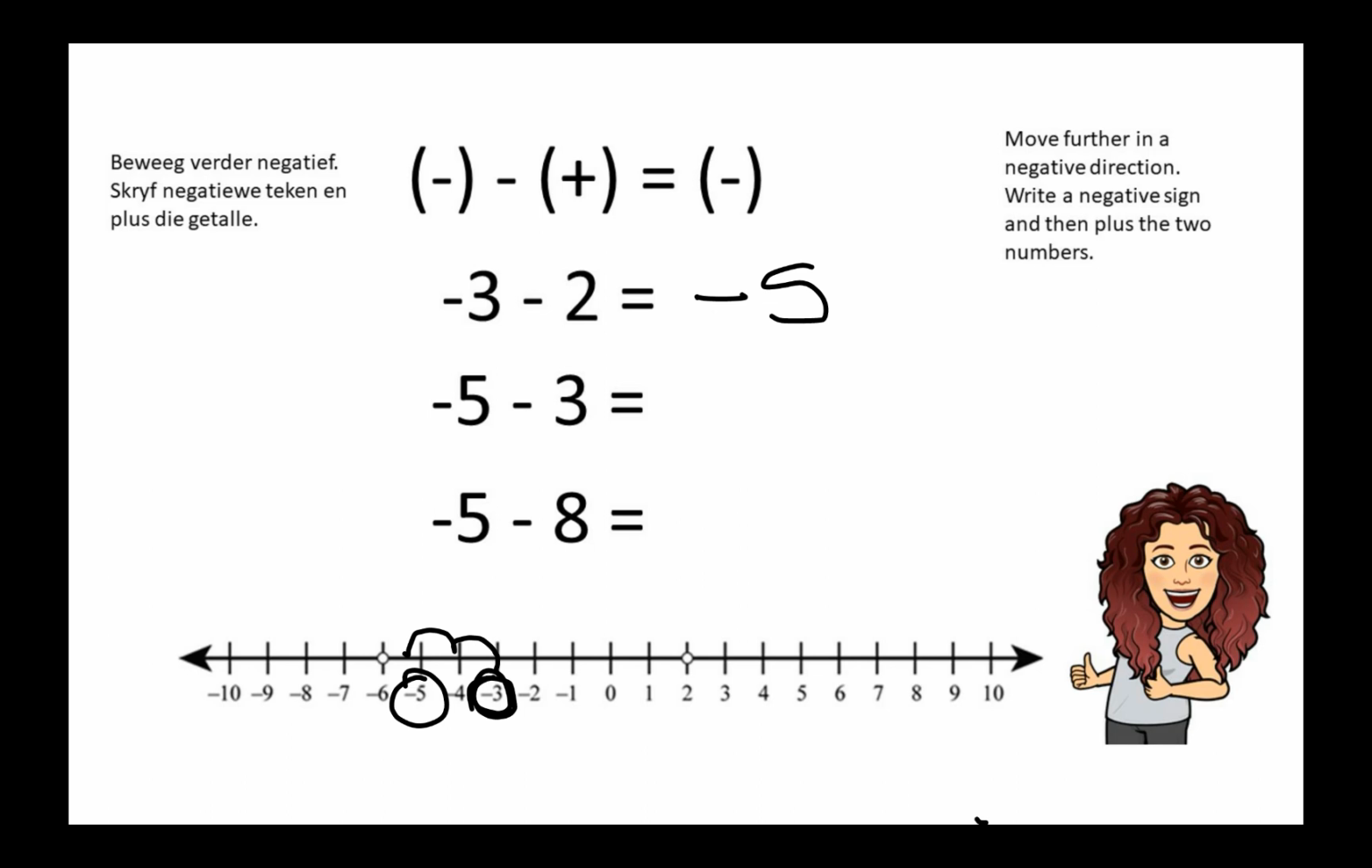So the first thing you can do is write a negative symbol, and then you plus the two numbers that you've got there. So 5 plus 3 is 8. You're not really plussing. You want to see how far you move in a negative direction. So you put those two numbers together. Okay, in this case, negative 5 minus 8. I already owe someone 5 rand. I take away another 8. So my answer will be negative 13.